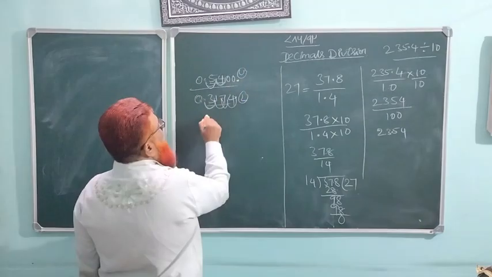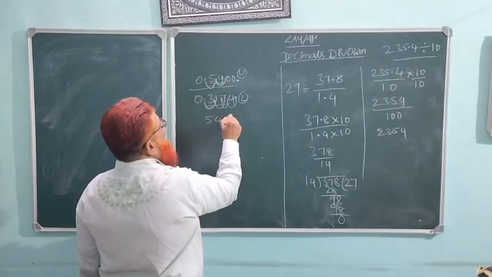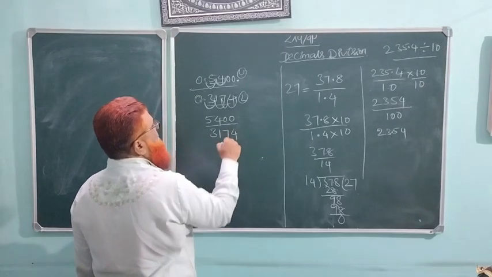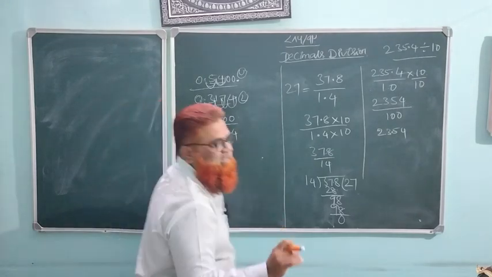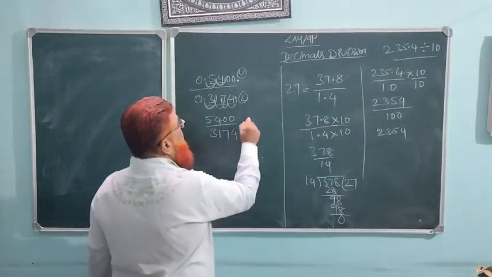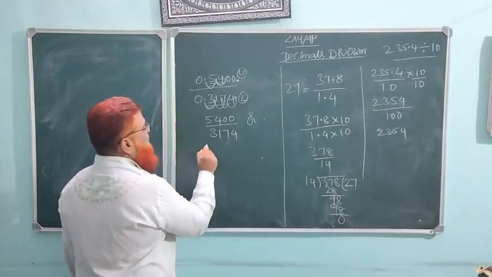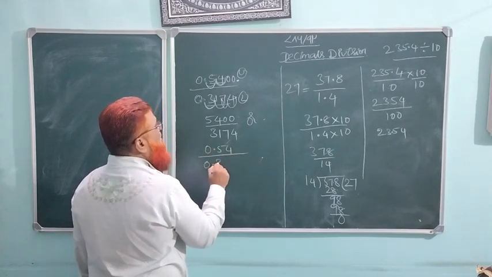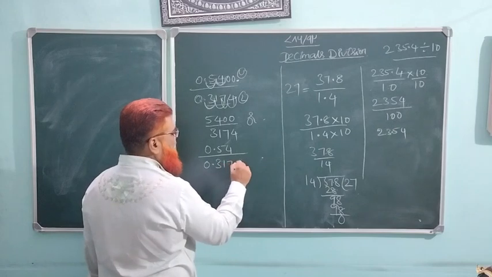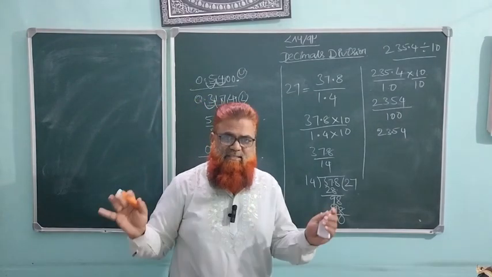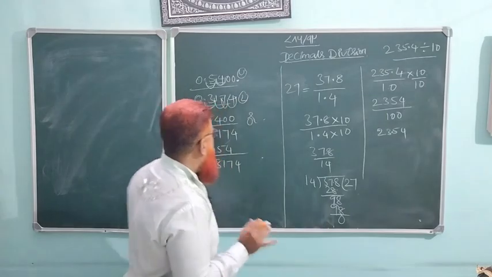Then what will be the answer? The upper part is 5400, the lower part is 3174. By this way the decimal can be displaced. Or if you have not followed it properly, then see that one, 0.54 divided by 0.3174. The only thing is that we have to make it free from the decimal part.